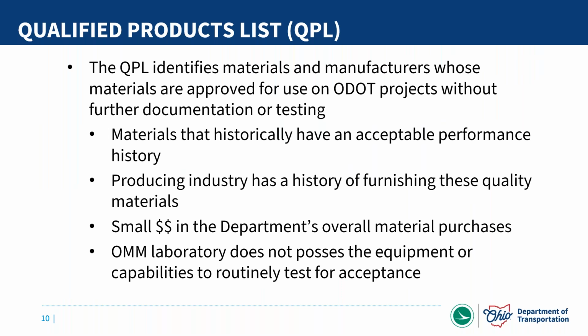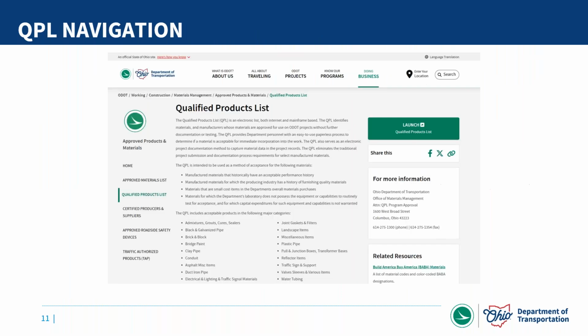So where can you find the materials on ODOT's QPL list? The QPL is located on the ODOT Materials Management website. You can either search this by going to transportation.ohio.gov, doing business, construction, and then materials management, or you can Google ODOT materials management. And just as a note, you can also see the approved list, certified producers and suppliers, and the CMRS.